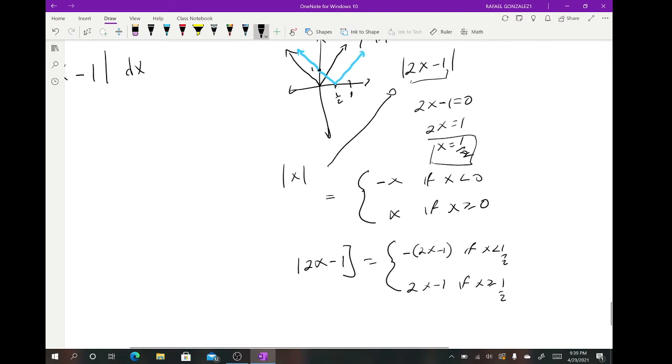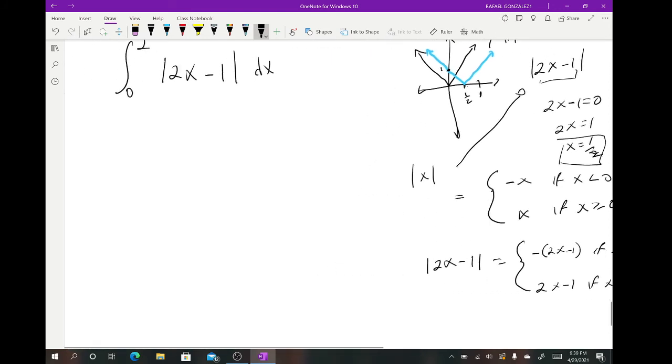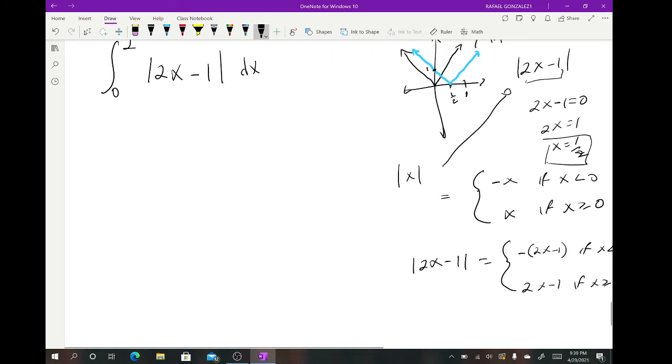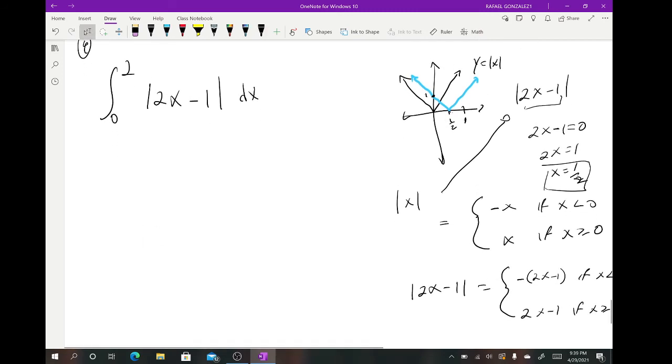So whenever you're dealing with absolute value, you could do this. You could break it up into a piecewise function. So that's what we're going to do with this antiderivative now. We are going to deal with it as a piecewise defined function. And we did this when we were talking about the indefinite integral.